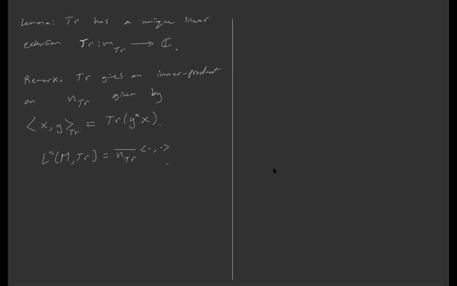Another example, which I'll mention, is that if the trace of one is finite, then the trace is called a finite trace. In which case, of course, you have M_TR the same as N_TR, which is the same as M in this case. So a lot of these lemmas become trivial in this situation. That's a remark.